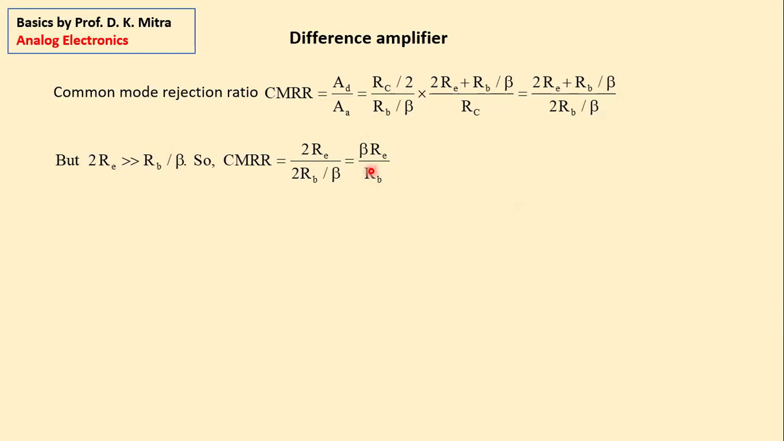I repeat, common mode rejection ratio is the ratio of difference mode gain upon common mode gain. And it should be as high as possible. And just to give you an idea, for the very common IC 741, which is a difference amplifier integrated circuit, the common mode rejection ratio is almost 10 to the power 10. So practically it is infinite.